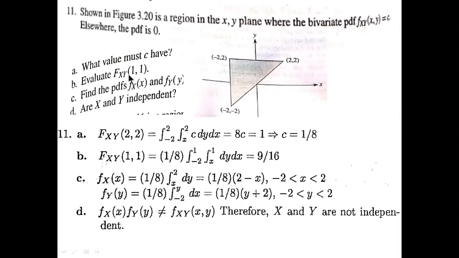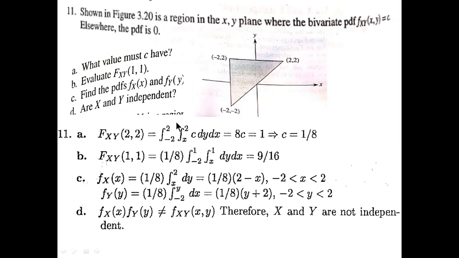Evaluate f of xy at 1 comma 1. Find the PDFs for both the variables x and y. Are these variables x and y independent? So f of xy for 2 comma 2 will be equal to minus 2 to 2, and here it will be x to 2, minus 2 to 2, because the value is same throughout this. Whereas here it is x to 2, because it might be varying at that particular point. If a point is here, it will be a totally different place with a different value. Oh, sorry, x to 2 of c dy dx.